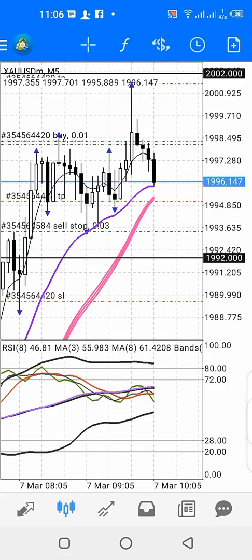Expect the TP for the sell trade to close first, as it is. Expect the TP for the sell trade to close first.